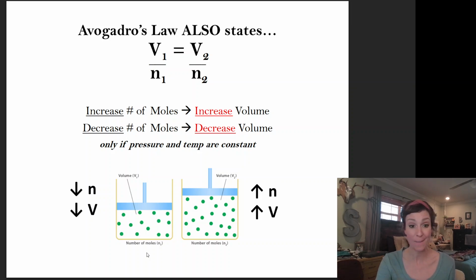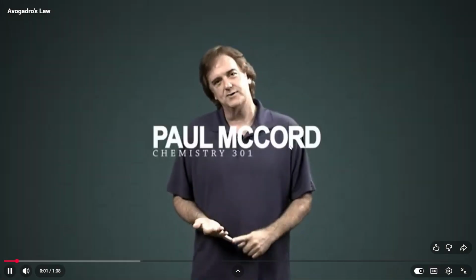So in my picture, my sample with the fewer number of dots, the fewer number of particles of moles, is obviously going to take up a smaller space, and the more particles I get in there, it's going to take up a greater amount of space. So let's look into this a little bit further. We're now going to study Avogadro's law.